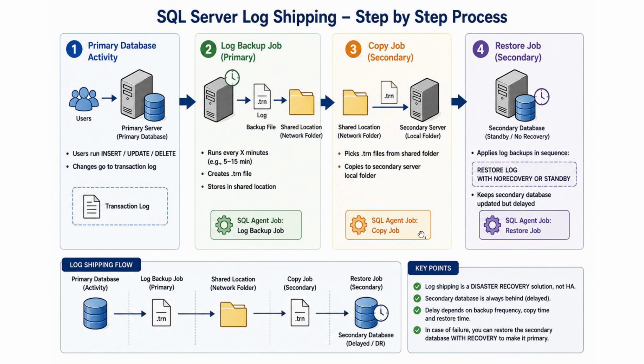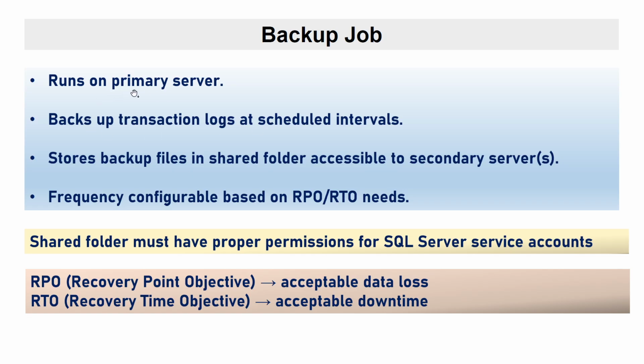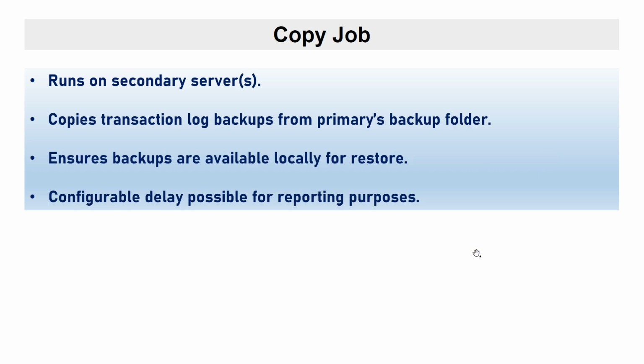Let's see these particular jobs in detail. The backup job is the one which runs on the primary. It takes the backup of transaction logs at scheduled intervals and stores the backup files in a shared folder accessible to the secondary server. The frequency of your backup can be configured based on your RPO and RTO, which is recovery point objective and recovery time objective. Now, remember one thing: wherever you keep the backup, that shared folder location needs to have proper permission for the SQL Server service account so that it can write to that location.